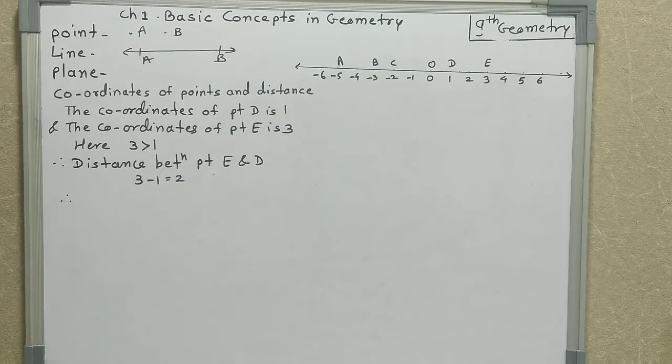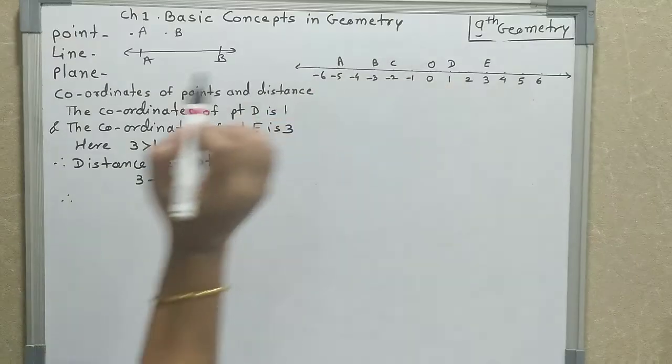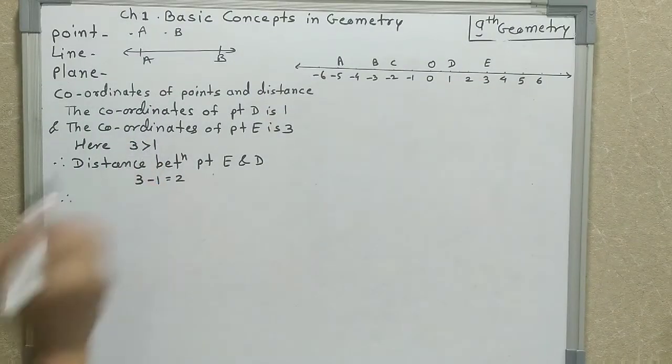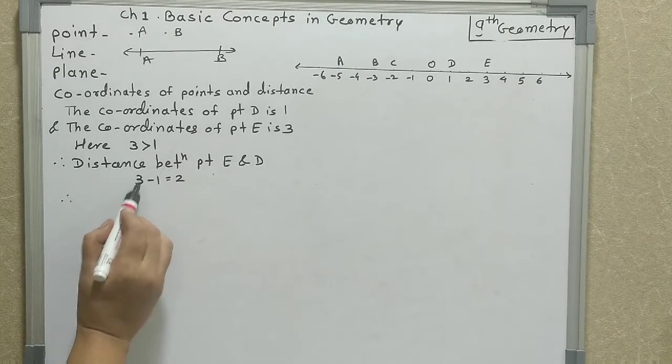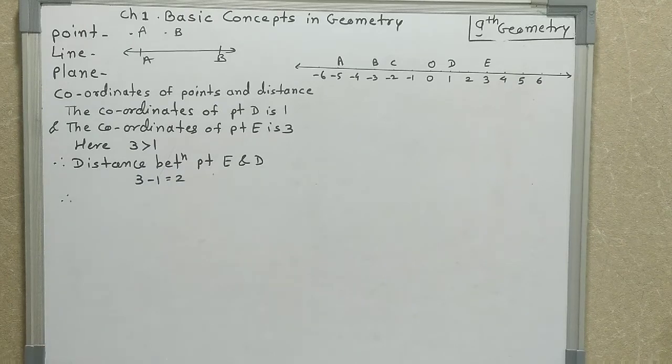Now with the help of these coordinates, we find the distance between two points. To find the distance between two points, we use these coordinates. Subtract the smaller coordinate from the bigger coordinate. Now see the example. The coordinate of point D is 1. In this number line, the coordinate of point E is 3. Here 3 is greater than 1. So the distance between points E and D is 3 minus 1, a bigger number minus a smaller number. So 3 minus 1 is 2. 2 is the distance between these two points.